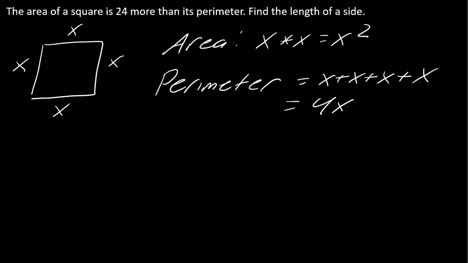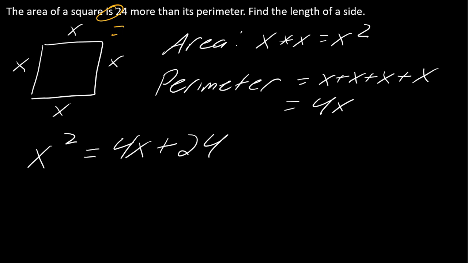And I'm being told that the area of the square is 24 more than the perimeter. The thing to know about the word "is" in math problems is that it always means equals. So I can pretty directly translate this. The area of a square, which I said was x squared, is, so that's an equal sign, 24 more than its perimeter. I know what the perimeter is, 4x, and then I add 24.